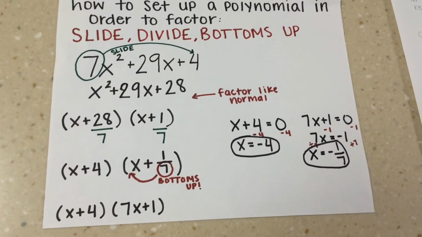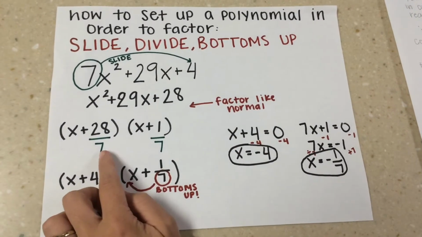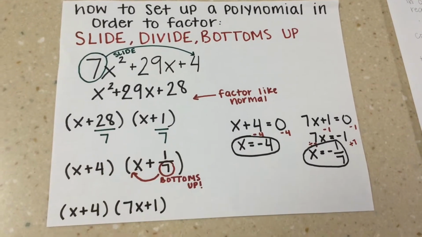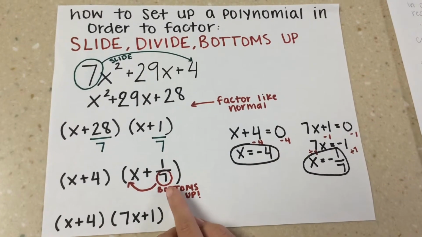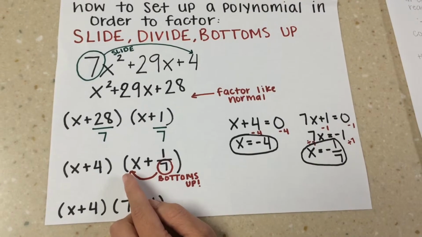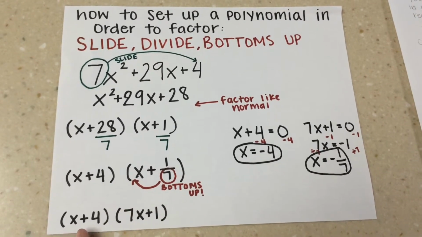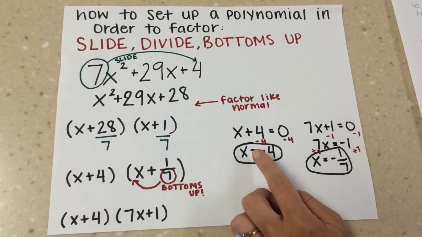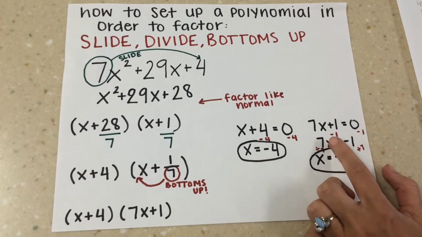Once you get your two separate parenthesis sets, you have to divide each number by 7. In this problem, one of our parenthesis sets has a fraction, so you have to slide the 7 in front of the x, then set each x equal to 0 and solve for x. So we got x plus 4 equals 0 and 7x plus 1 equals 0.